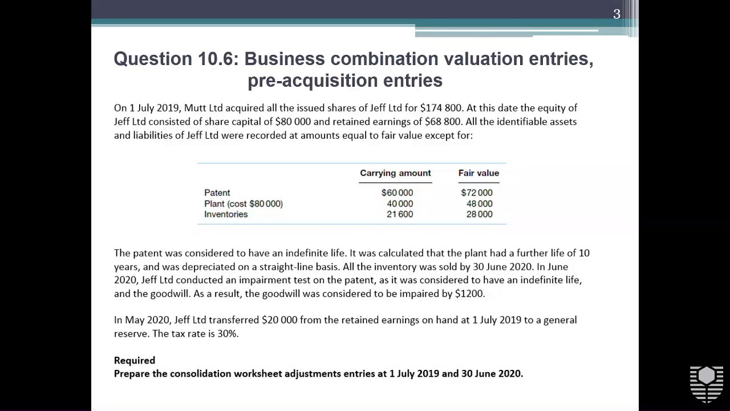Jeff conducted an impairment testing on the patent. It was still considered to have an indefinite life, but then there was goodwill as part of that impairment testing that was considered to be impaired by about 1,200. So we're going to have to do an adjustment for that 1,200. Also in May 2020, so that's before the end of 30th of June 2020, there's been a transfer from retained earnings to the general reserve. We're still going to assume the tax rate is 30%. Okay, step 1, acquisition analysis. All right, let's have a look.